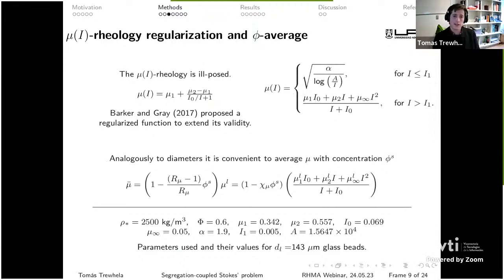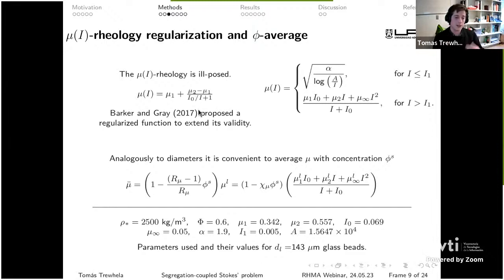For the mu of I, and this is where things get a little bit complicated, the mu of I rheology is ill-posed in a mathematical sense. So this relationship that I showed at the beginning is not well defined because it's not continuum. This relationship is only defined when mu is within the range of mu1 and mu2. So if I have a mu that is lower than mu1, then suddenly the rheology is no longer defined. And that is really problematic for the resolution of this type of problems.